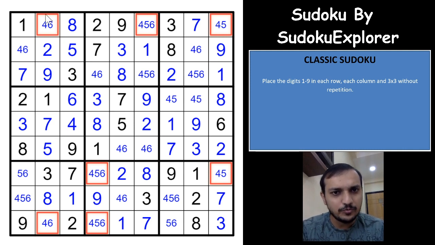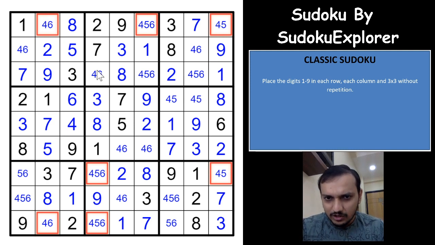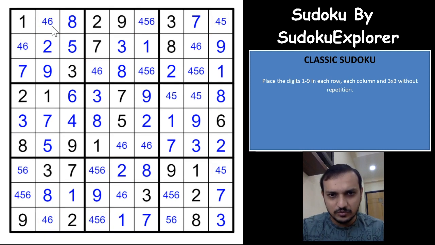So you already know what a swordfish is. Swordfish is when you have a particular candidate possible in 3 rows within 3 columns, right? So here you have 4 columns, but what happens here is one of these cells removes 2 columns simultaneously. So okay, let me mark here. That's an excellent piece of logic here.